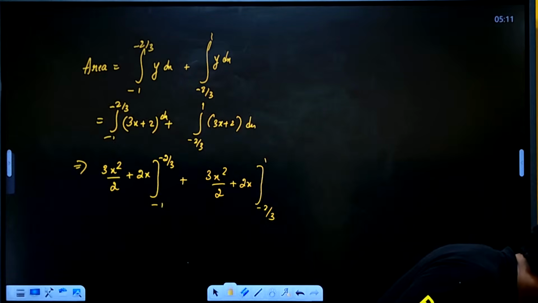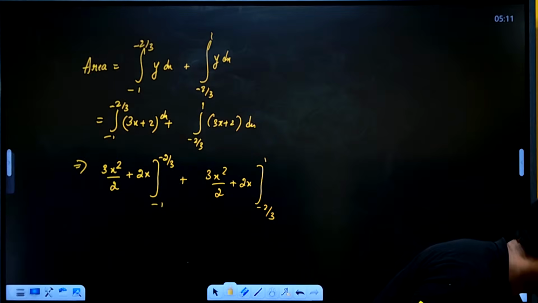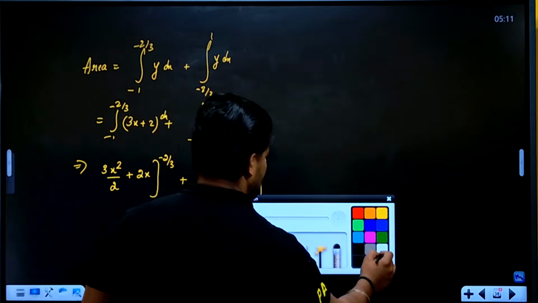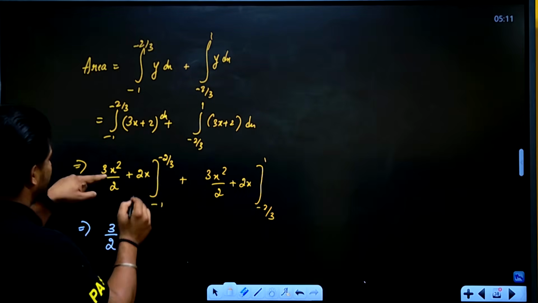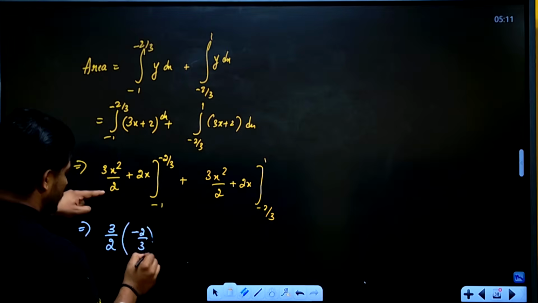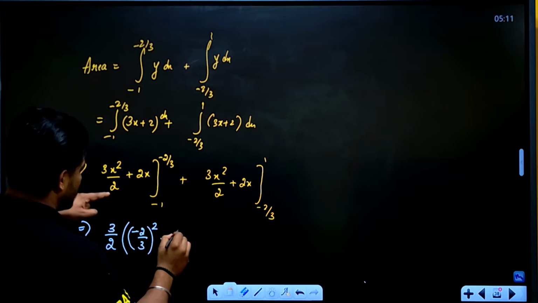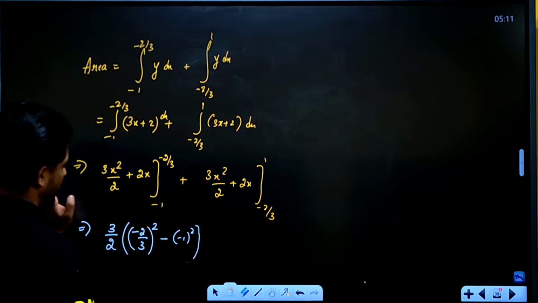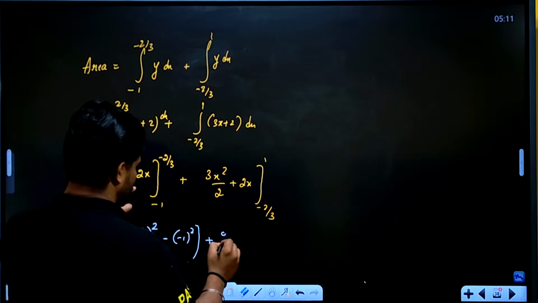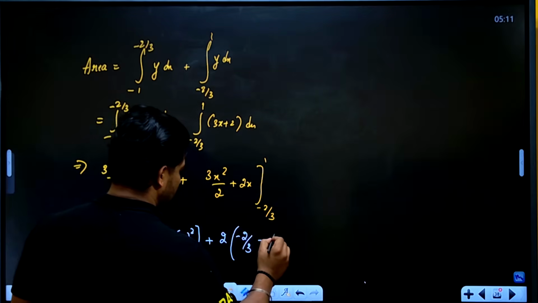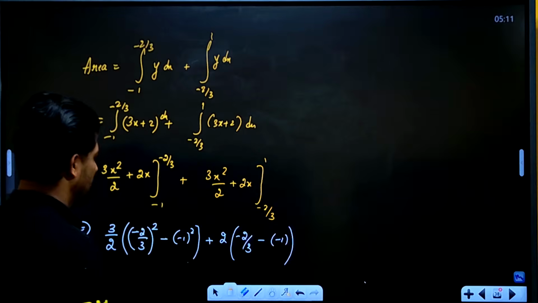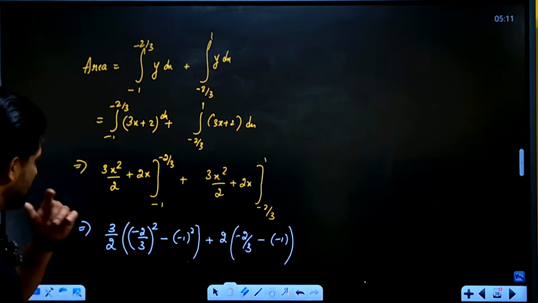Okay? Is it understandable? So now let's calculate this. So upper limit I will substitute. Okay, so let's take 3 by 2 outside. So this becomes (-2 by 3) the whole square minus (-1) the whole square. Be a little careful here. Okay, upper limit done, plus 2 of (-2 by 3 minus of -1). Correct? Okay, so upper limit is done.